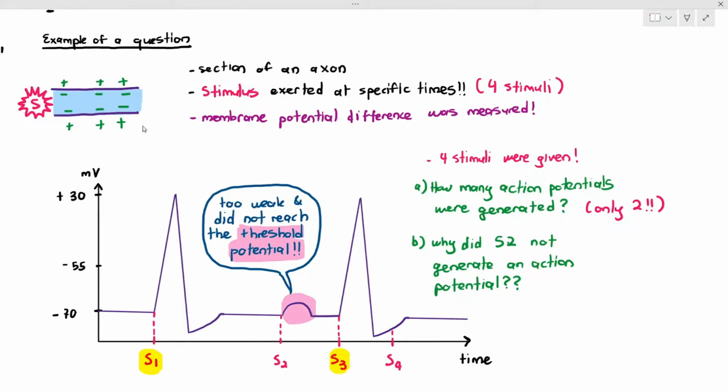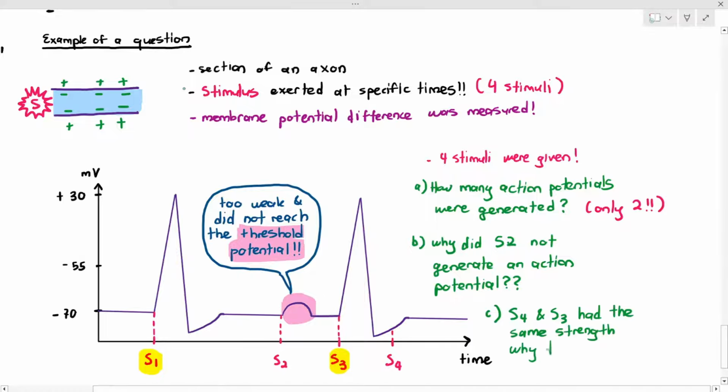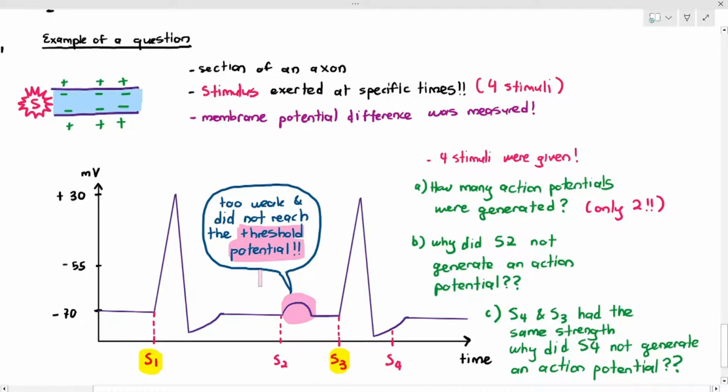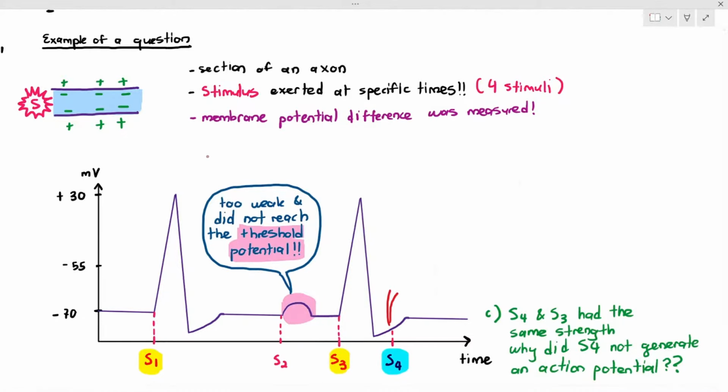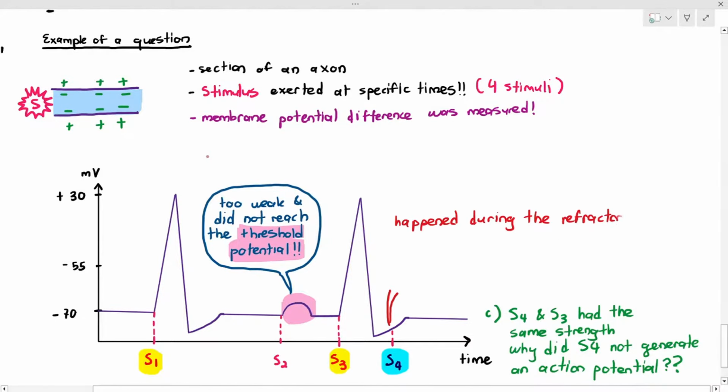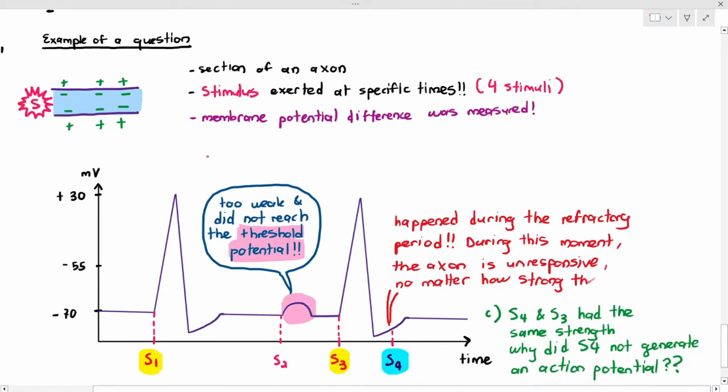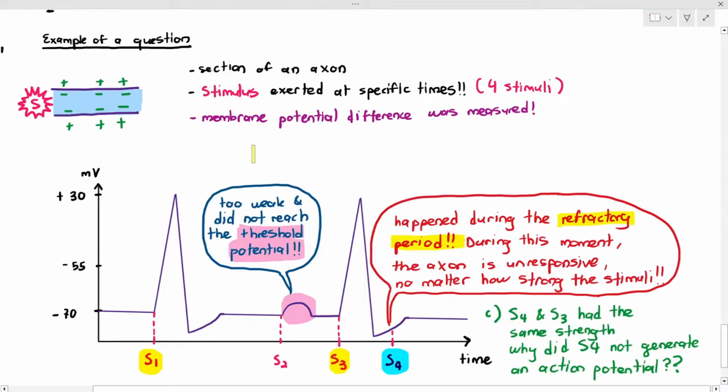Now, what about S4? Now, I'm going to make life a bit difficult for you. S3 and S4 are the same strength of stimuli. That means S3 was strong enough to generate an action potential, but why did S4 or stimulus number 4 not generate the action potential? Well, the answer is because the stimulus number 4 was given during the refractory period. During this period, no matter how strong the stimulus is, it is not able to generate the action potential. Okay, so the axon is unresponsive.